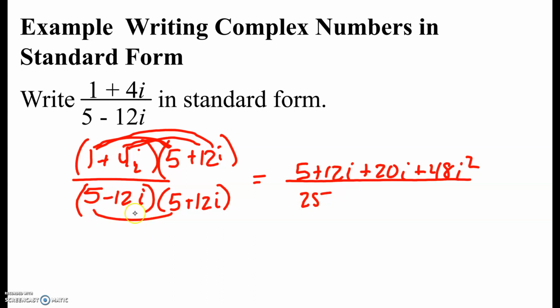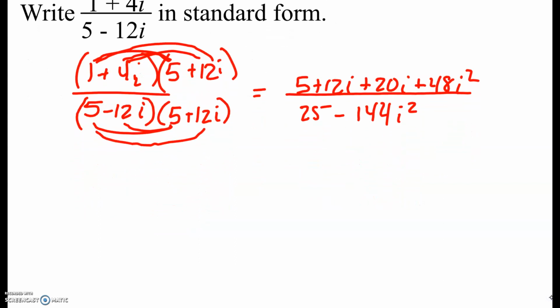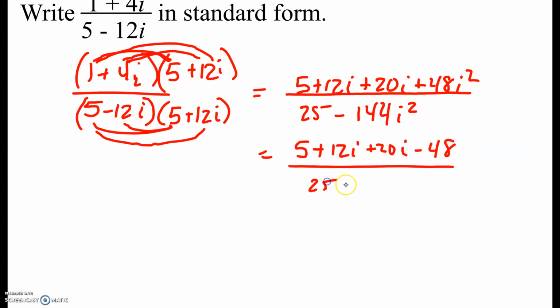Remember, because of the conjugate, our middle terms, the 5 times 12i and the negative 12i times 5, are going to cancel out. I'm not even going to write them. And then we're going to have minus 12 times 12, which is 144i squared. Anywhere we have the i squared, we're going to change the sign because i squared is negative 1. So in the numerator, we would get minus 48. In the denominator, we end up with plus 144.